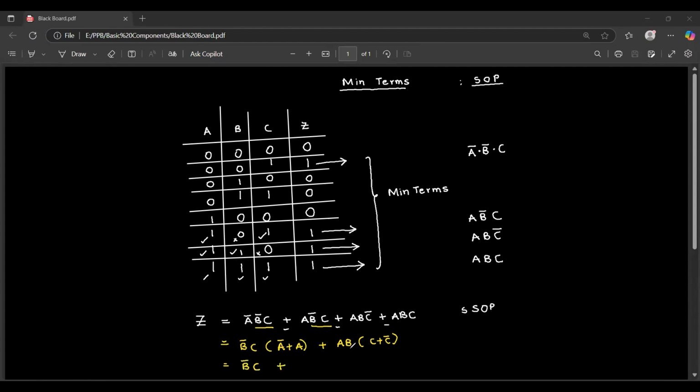And then here we have AB into 1 by C plus C bar is equal to 1 according to the inverse law. So we have AB here. Okay, hereafter we can't do anything, right? We can't do anything. So the final simplified expression for this specific output Z can be given as AB plus B bar C. Okay, AB plus B bar C. That's all.